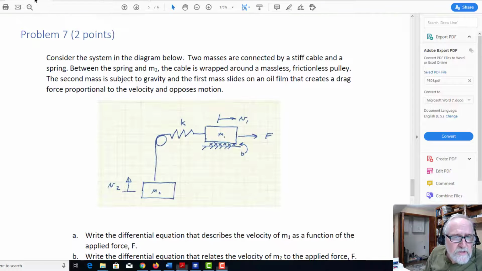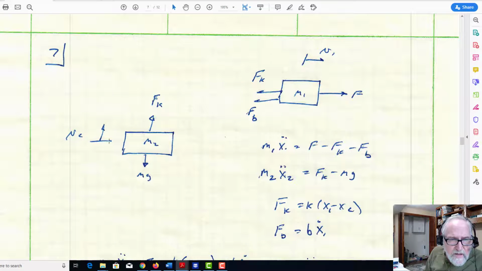Going over to our solution, we see two free body diagrams. Here's M2, with two forces acting on it: the spring pulling up, and the weight of the mass, the force due to gravity, pulling down. Over on M1, we see the input force pulling to the right, which is in the positive direction. As we do our little thought experiment, displacing the mass to the right means the spring will resist motion. So we note the spring force pulling to the left. We note the damping force pulling to the left.